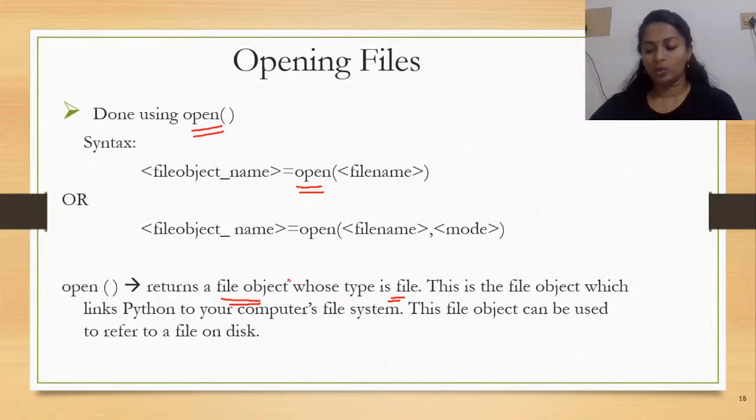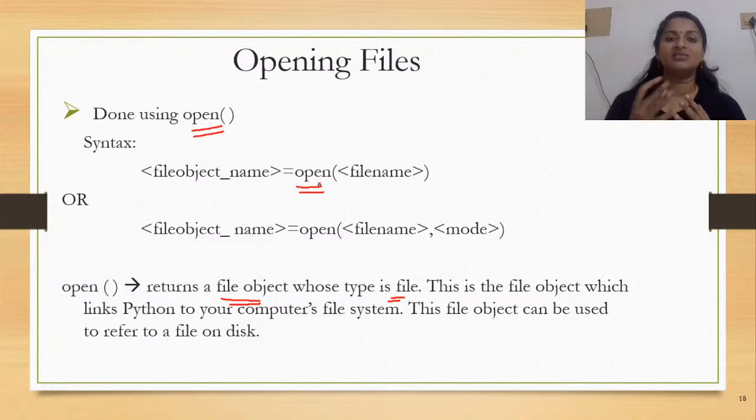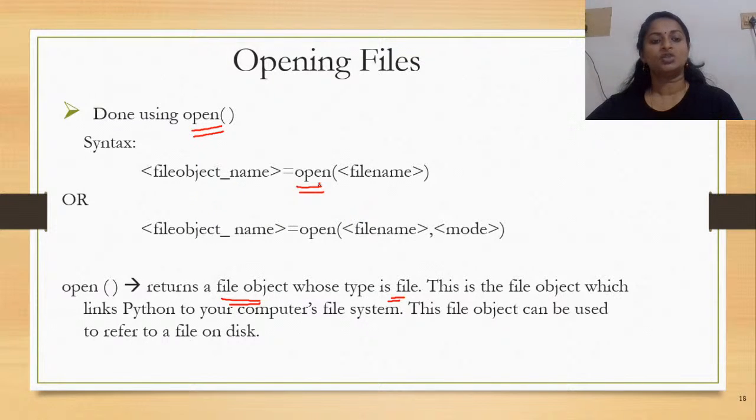So what you need to do is create a return file object, so that whenever the open function returns a value, the value gets stored in the variable assigned on the left hand side. What exactly would be the variable on the left hand side? It's nothing but the file object or your file handle. Now the file object can be used to refer to the file on disk.